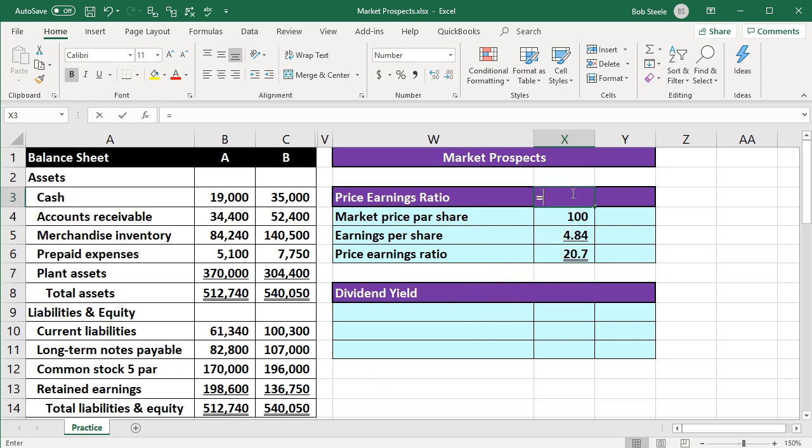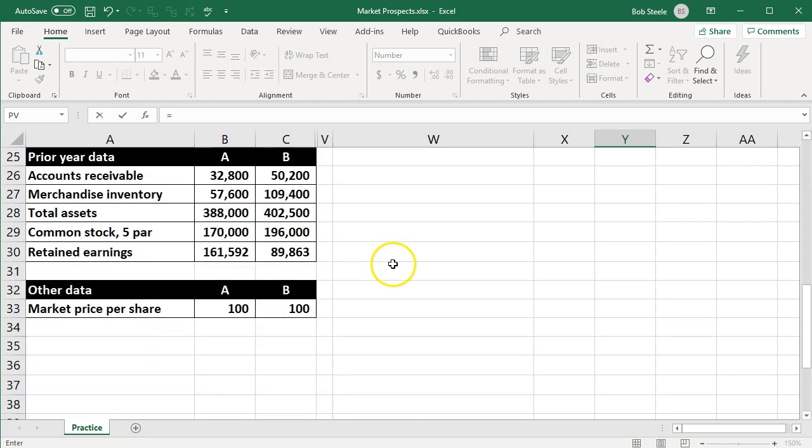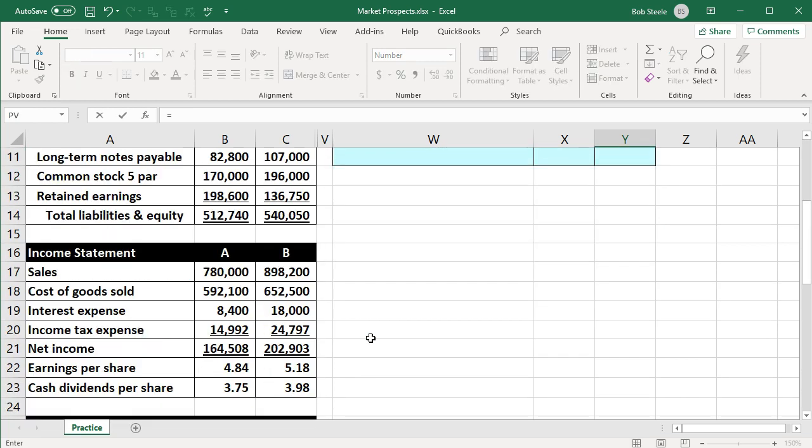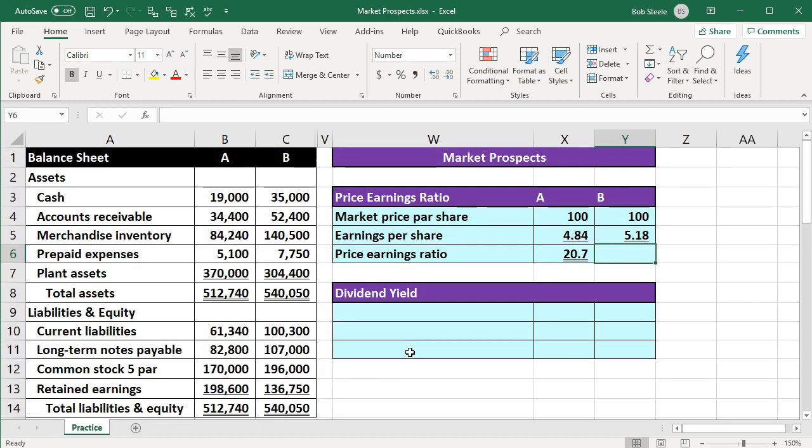We're going to say this is going to be A and B data. And so for B, the market price, and again this is going to be coming from the market, is going to be $100. We're going to say the earnings per share then is going to be the 5.18. And then if we divide those two out, here's the $100 that we are paying divided by the earnings per share, or the 5.18.